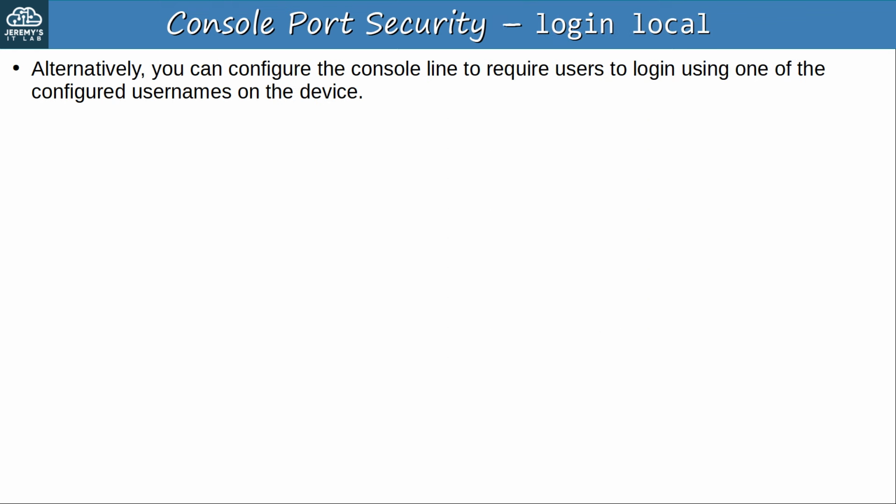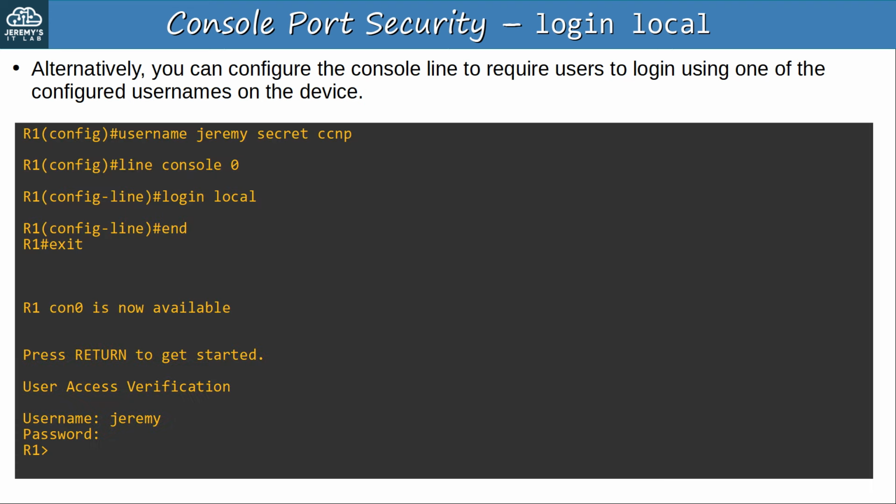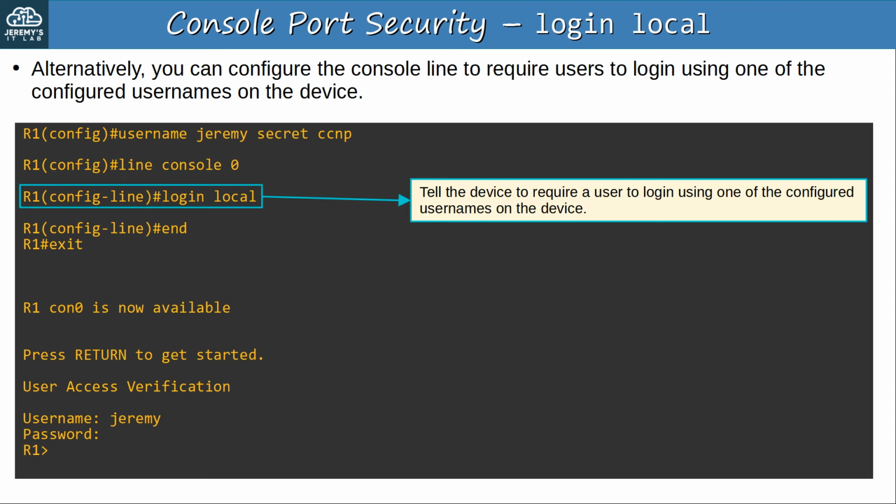Alternatively, you can configure the console line to require users to log in using one of the configured usernames on the device. This is different than the previous example, in which we configured a specific password just for the console line. So here are the configurations. First, I created a username, Jeremy, and gave it a secret password of CCNP. I once again used line console 0 to configure the console line. Then I used the command login local. This tells the device to require a user to log in using one of the configured usernames on the device.